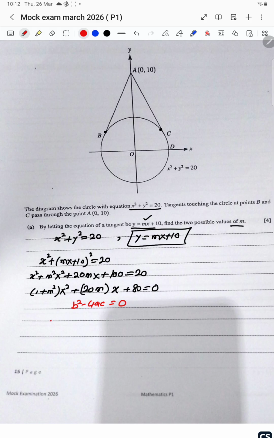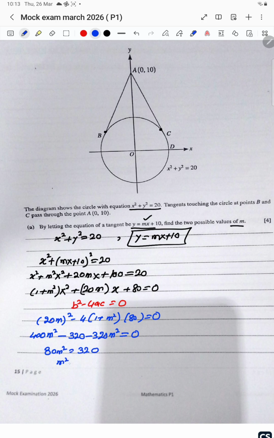Okay, so here I will write b is 20 m square, 4a c equal to 0. So I have 400 m square minus 320 m square equal to 0. So that gives me 80 m square is equal to 320. So m square is equal to 4. So the values of m are plus and minus 2.